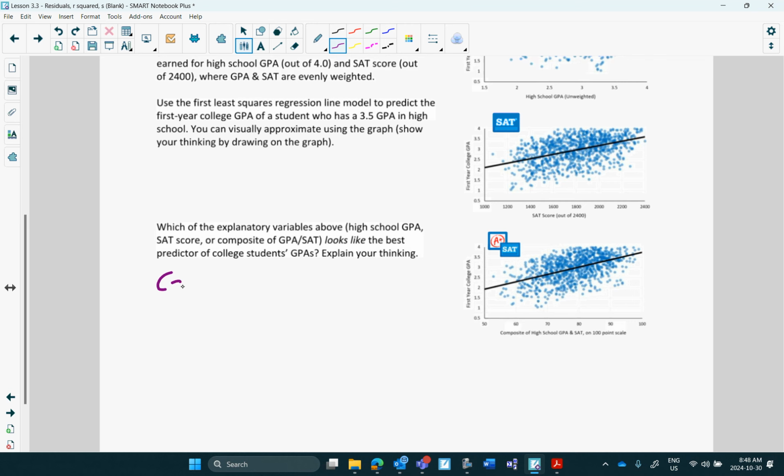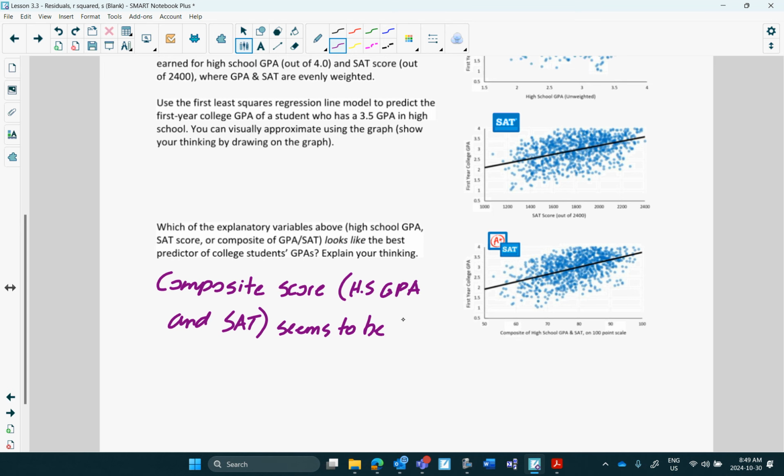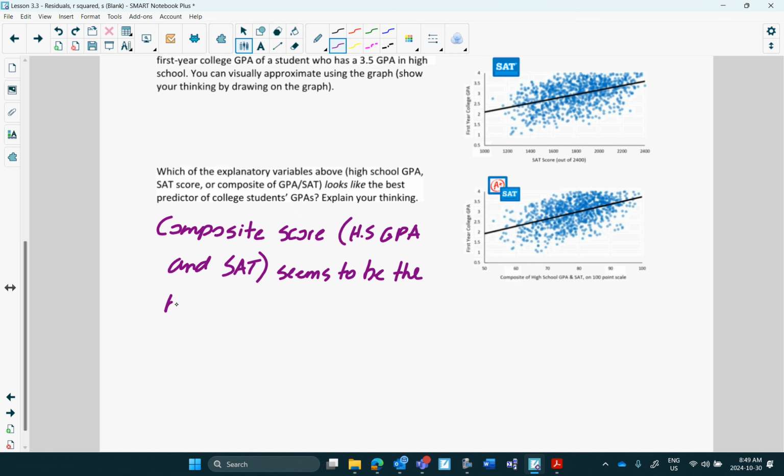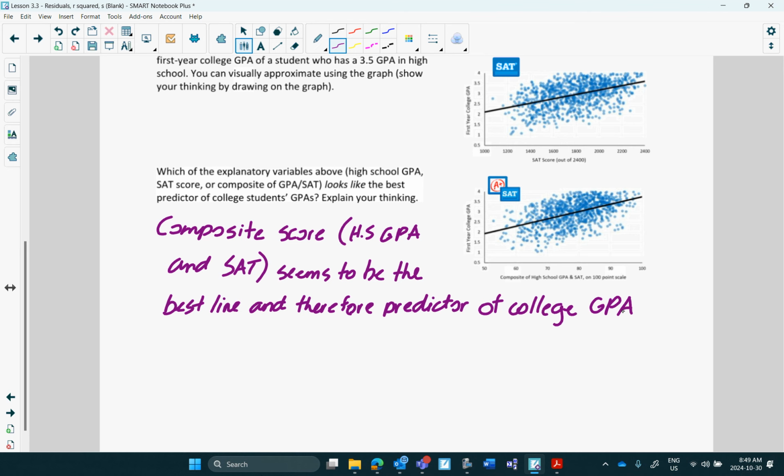So composite score, which consists of high school GPA and SAT, seems to be the best line and therefore predictor of college or university GPA. But we want to be a little bit more accurate than just eyeballing.